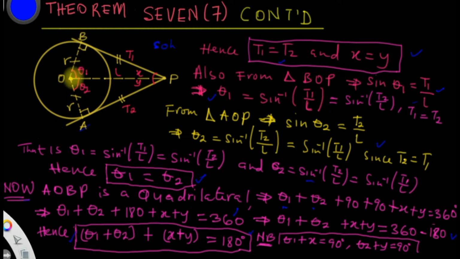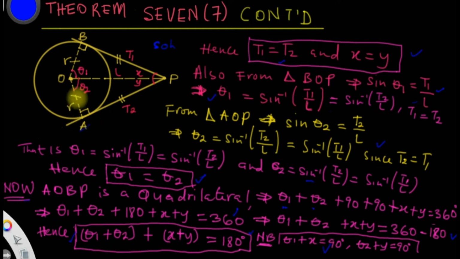Let's also note something. Look at this triangle BOP. This is 90 degrees. In a triangle, the sum of all the angles must give us 180 degrees. If this is already 90, then 90 plus 90 will give us 180, so this side, theta 1 plus x, must give us 90. So that when we add that 90 to this 90, we get 180. That's why we are saying that theta 1 plus x is equal to 90 degrees.